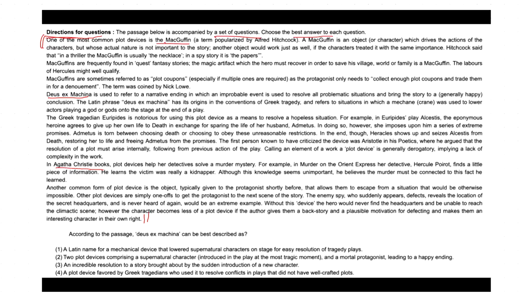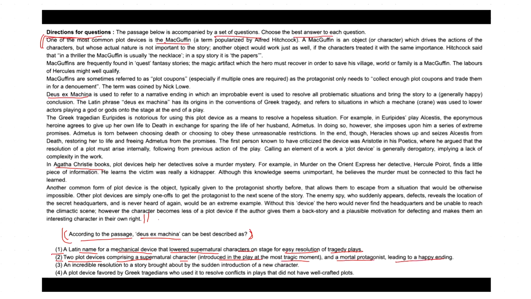The question points out here that according to the passage, Deus Ex Machina can be best described as what? Now, if I look into the first option, it says a Latin name for a mechanical device that lowered supernatural characters on stage for easy resolution of tragedy plays. Is that the meaning of Deus Ex Machina? Now, look into option 2. Two plot devices comprising a supernatural character introduced in the play at the most tragic moment and a mortal protagonist leading to a happy ending.